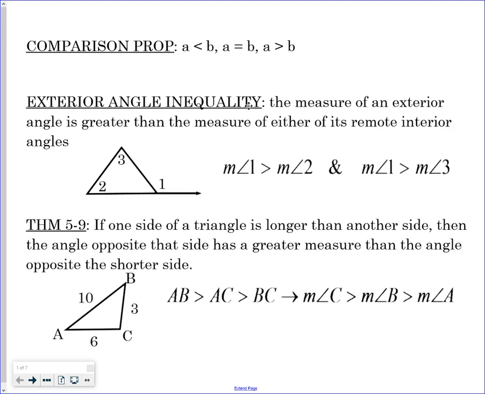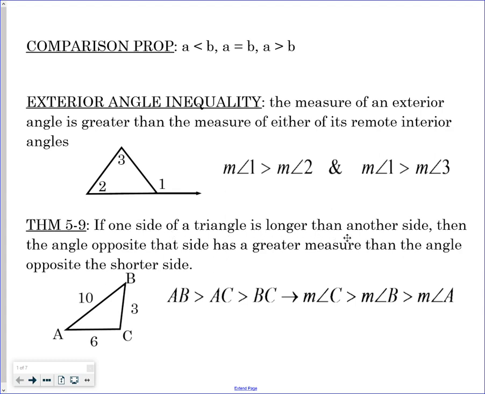So that's what this says. Exterior angle inequality: the measure of an exterior angle, angle 1 here, is greater than the measure of either of its remote interior angles, the ones that are not attached to it, right? So not this one. So the measure of angle 1 is greater than the measure of angle 2, and the measure of angle 1 is greater than the measure of angle 3. Is everybody okay with that? All right. I think this is new for you.